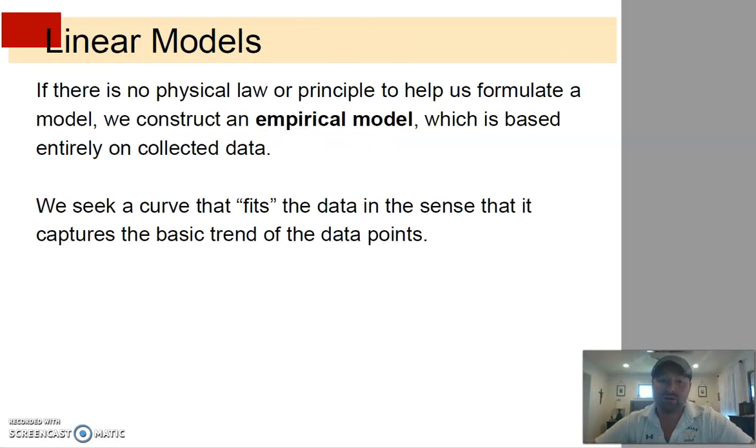If there is no physical law or principle to help us formulate a model, we can construct an empirical model, which is based entirely on collected data. We seek a curve that fits the data in the sense that it captures the basic trend of the data points.